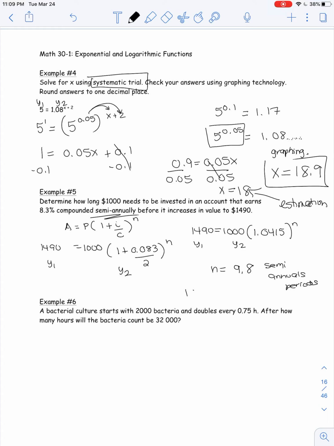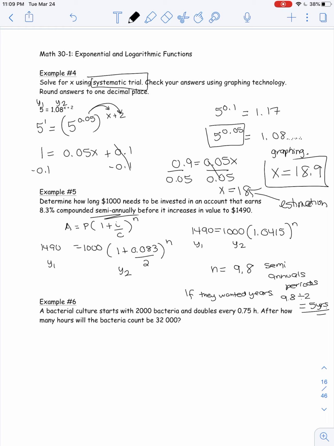With the previous one, before I go to example number 6, if they wanted to know the years, this is just an extra question that I'm adding, but if they wanted years, what you would do is take this number, and since you had to divide your interest by 2, you would have to divide this n by 2 to go backwards. So 9.8 divided by 2 is approximately 5 years. Just to show you how to get that before we go on.